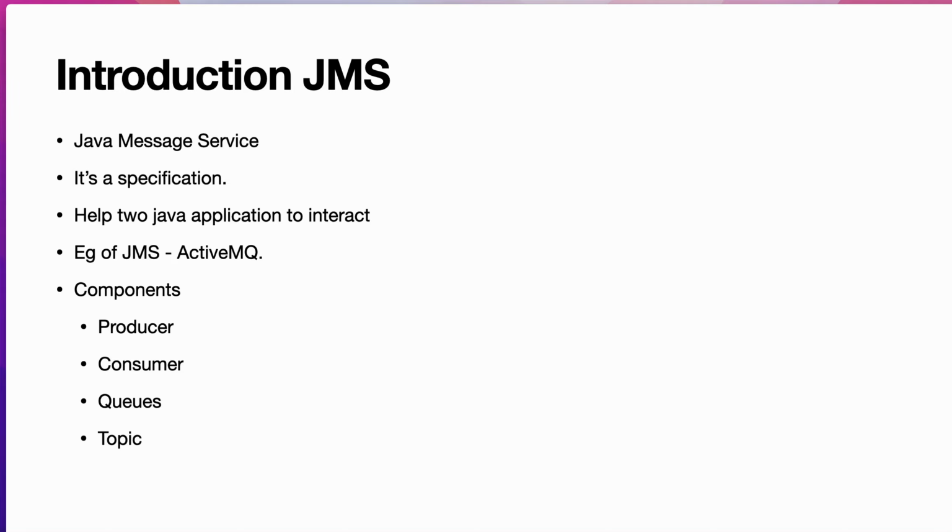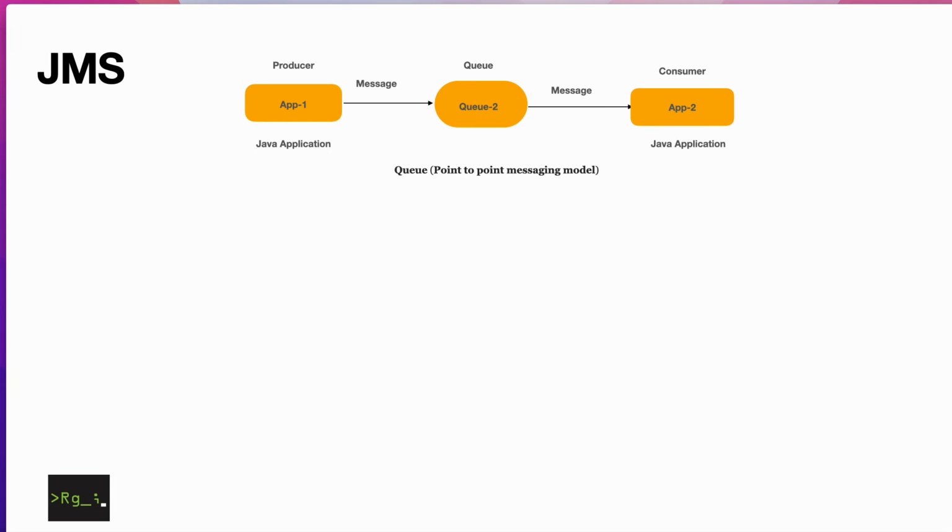Let's understand more about JMS with this diagram. Here, we have several components. We have two Java applications which are communicating with each other. One is a producer, one is a consumer. So what is a producer? Producer is an application which creates the message and the consumer receives or consumes it. In between lies the JMS.